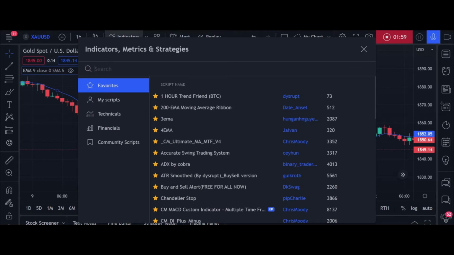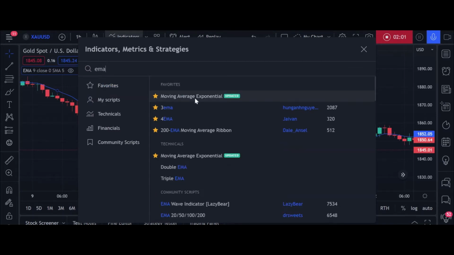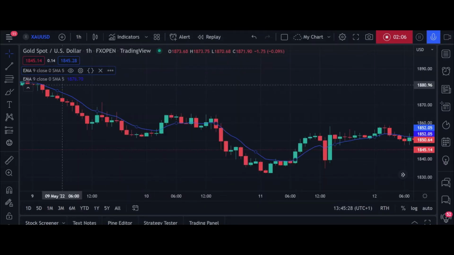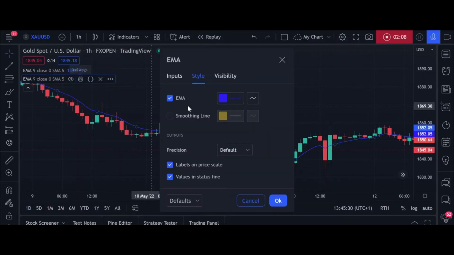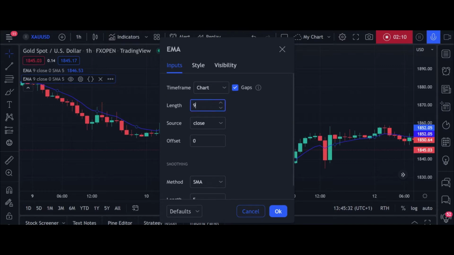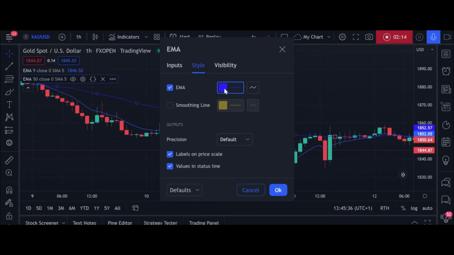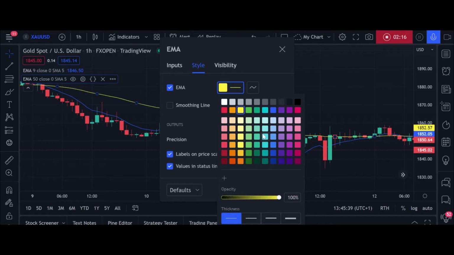Again we go to the top, click indicators. Type in moving averages. And let's adjust the settings. Click the gear icon. In this case we want a period of 50 and the color style yellow. Before we start comparing the moving averages we will add one more so you get a really good understanding of how to plot moving averages.